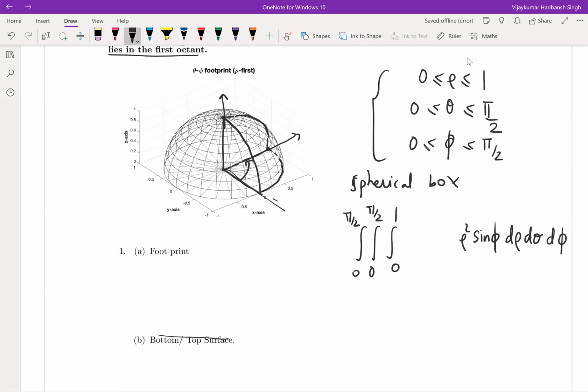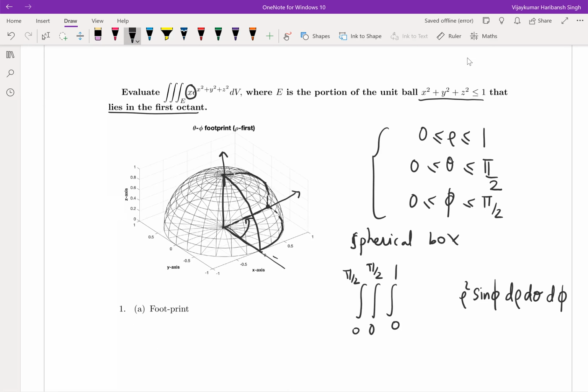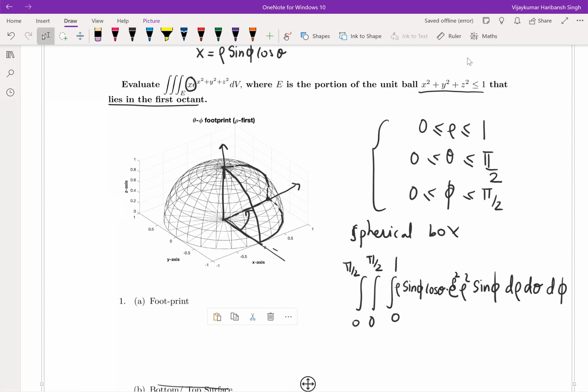Okay. And then we are integrating x here. So what is x? If you look at the formula above, x is the same as rho sine phi cos theta. So we can write it as rho sine phi cos theta, and e to the power x squared plus y squared plus z squared is e to the power rho squared. You can integrate that and you will get your answer. Again, in this case it's a box, so it doesn't matter which order of integration you choose. They will give you the same answer.